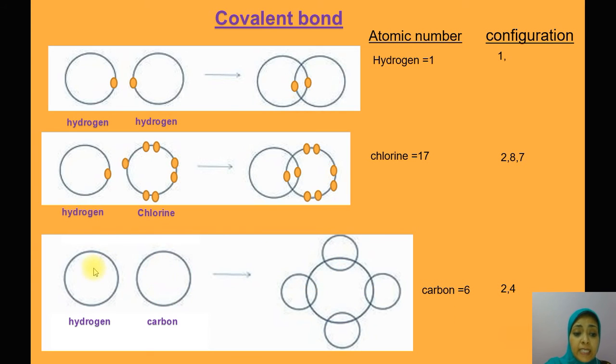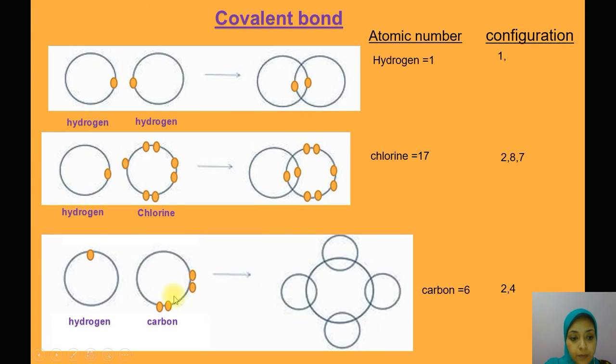Okay, for the last exercise for the covalent bond, we have the hydrogen with 1 electron and the carbon has 6 atomic number, so we have the configuration 2, 4. The outer contains 4 electrons.